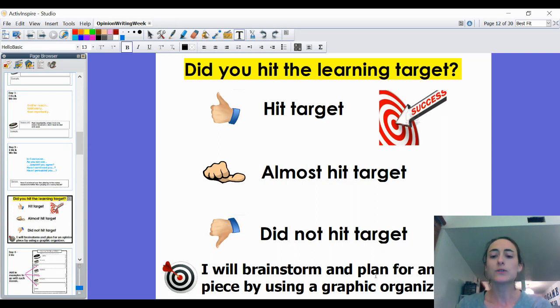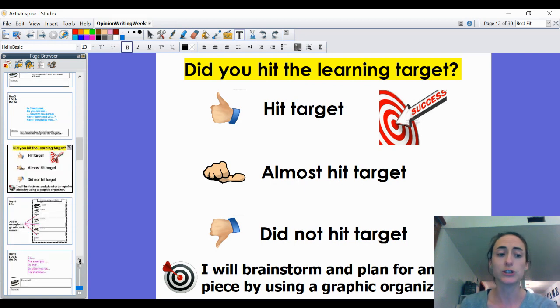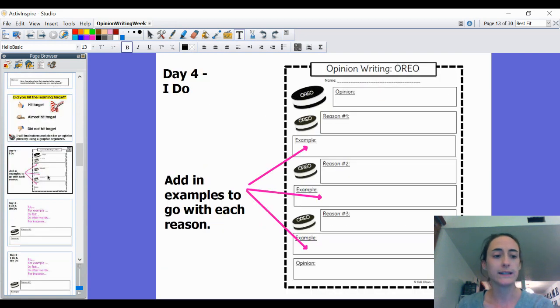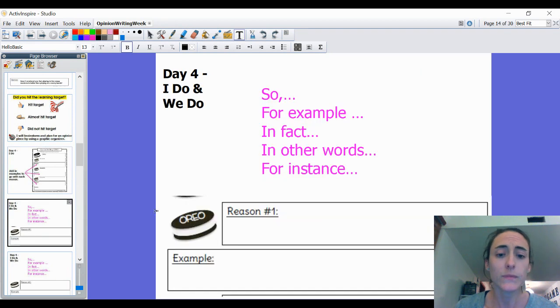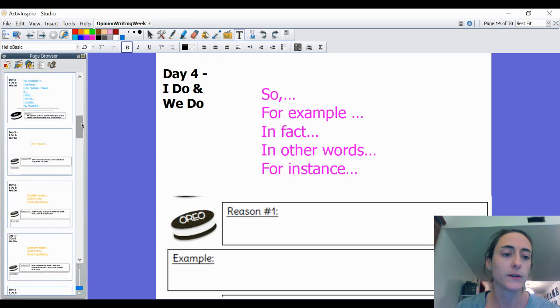It was, I will brainstorm and plan for an opinion piece by using a graphic organizer. So far, I've planned for my opinion, my 3 reasons, and I ended with my conclusion, which is saying my opinion again. What I didn't do yet is give my examples. I need to do that so my writing is even more convincing.